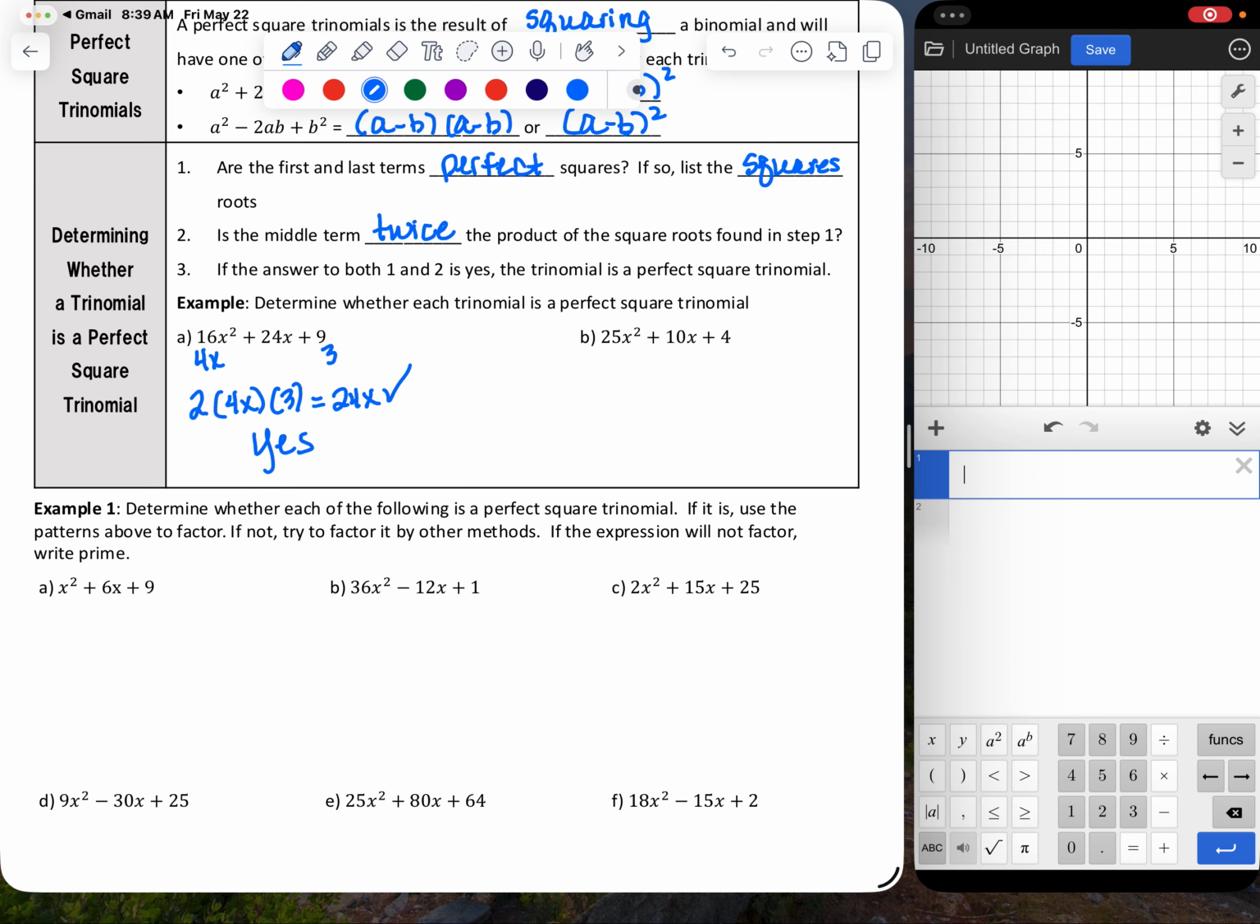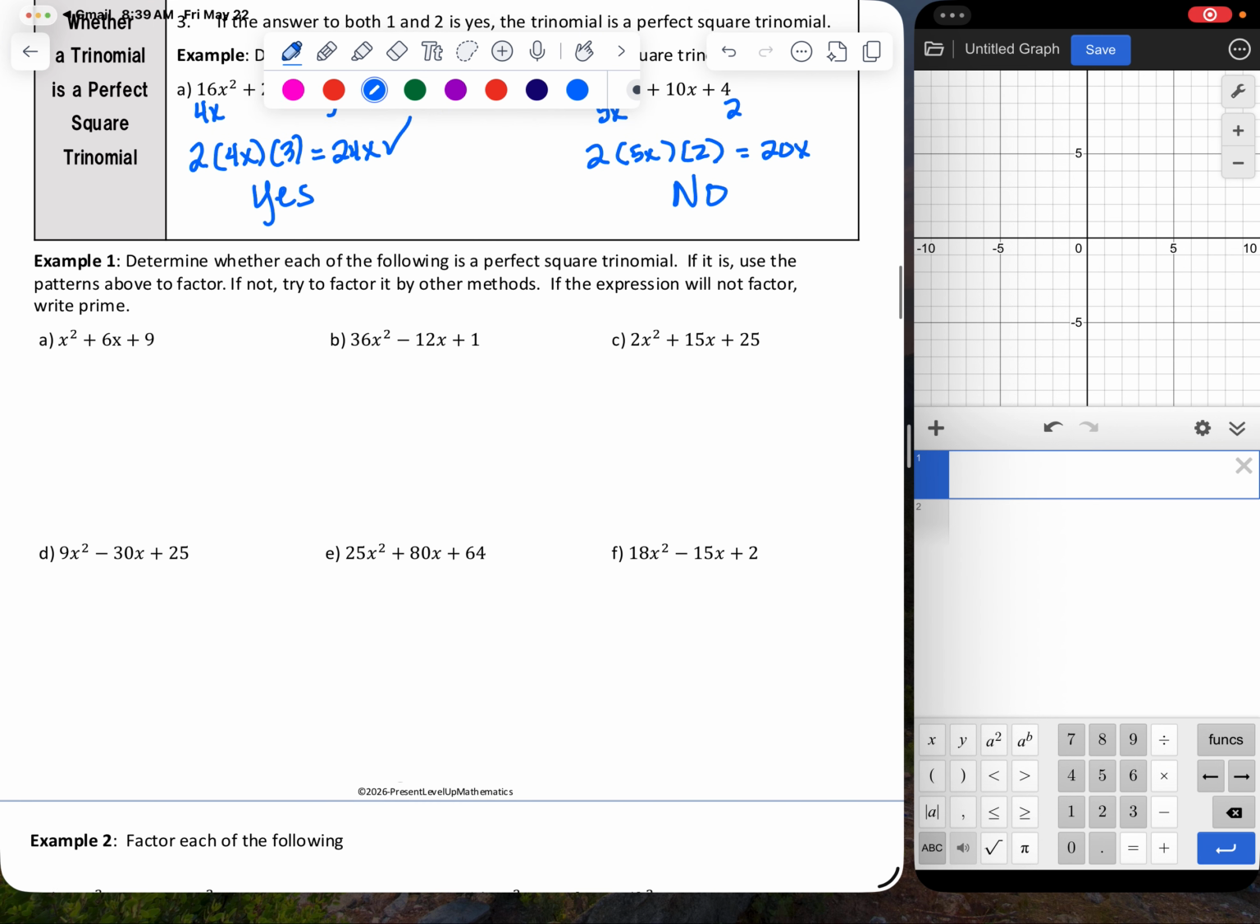All right. Look at B. We have 25x squared plus 10x plus 4. So the square root of our first term is 5x. The square root of our last term is 2. Now let's check to see if the middle term is twice the first square root times the second square root. So 2 times 5x is 10x. 10x times 2 is 20x. Does that match the middle term? No. So this polynomial would not be a perfect square trinomial.